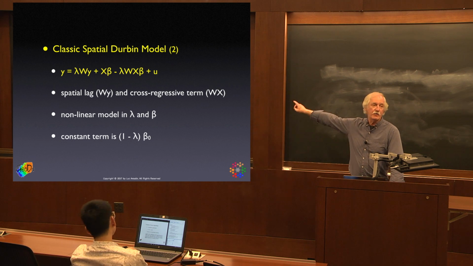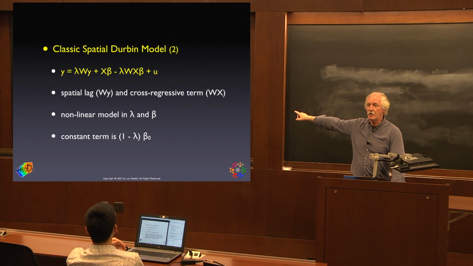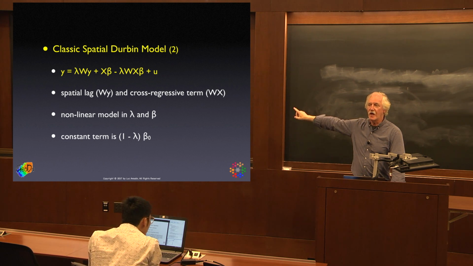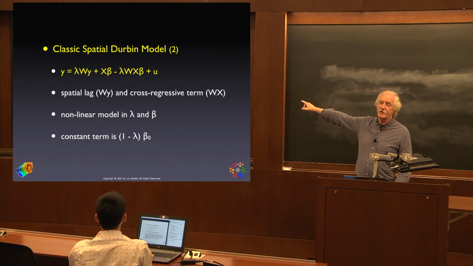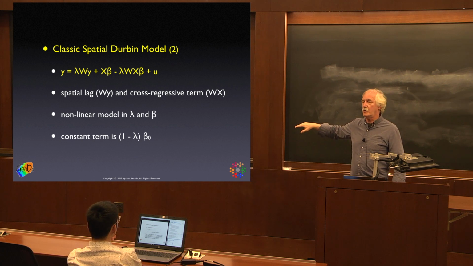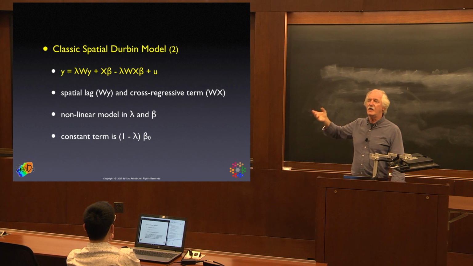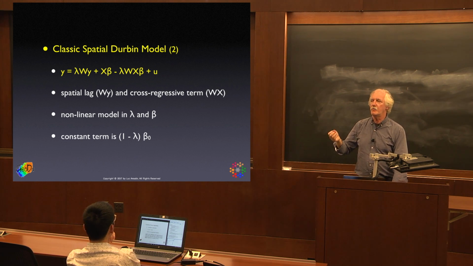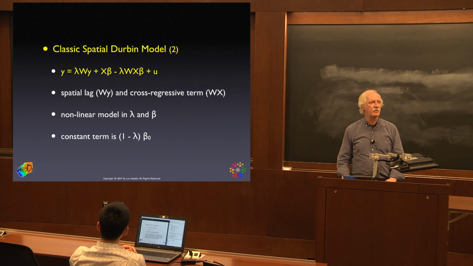So if we set lambda to 0 in here, what do we get? Do we get a spatial error model? No. What do we get? Lambda is 0 in 2 places, so all that's left is x. So if lambda is 0, we have a standard regression model. So it's not that easy to impose constraints on this model because it doesn't nest. There are different combinations that are possible.